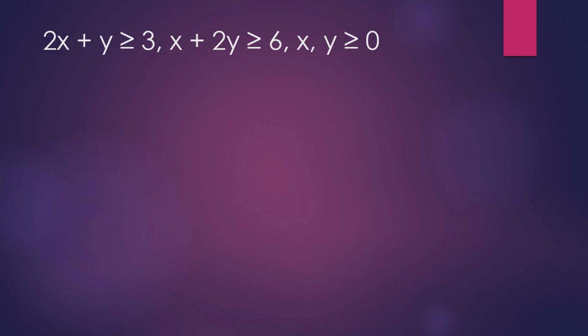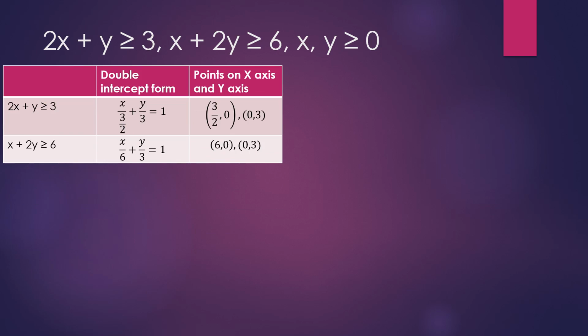Next, now I want 2x plus y greater than or equal to 3 and x plus 2y greater than or equal to 6 and x, y greater than or equal to 0. So first I'll convert these both into double intercept form. I'll locate their points, I'll draw these lines. So see, always prefer drawing a table. This table carries 1 mark in your exam.